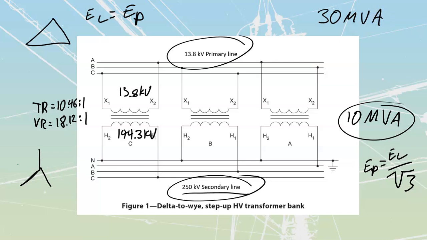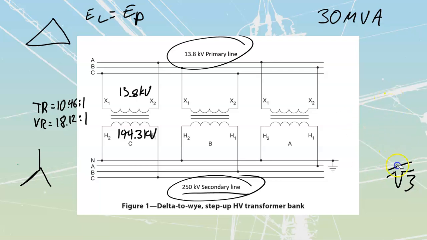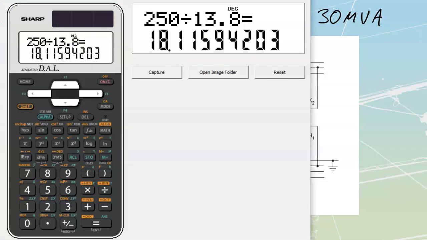Now that we have that in there, we can start figuring out our line values of current, and then from our line values of current, we can drop down to our phase values of current. Let's start and find our line current on the primary side, then we'll jump over to our line current on the secondary side.